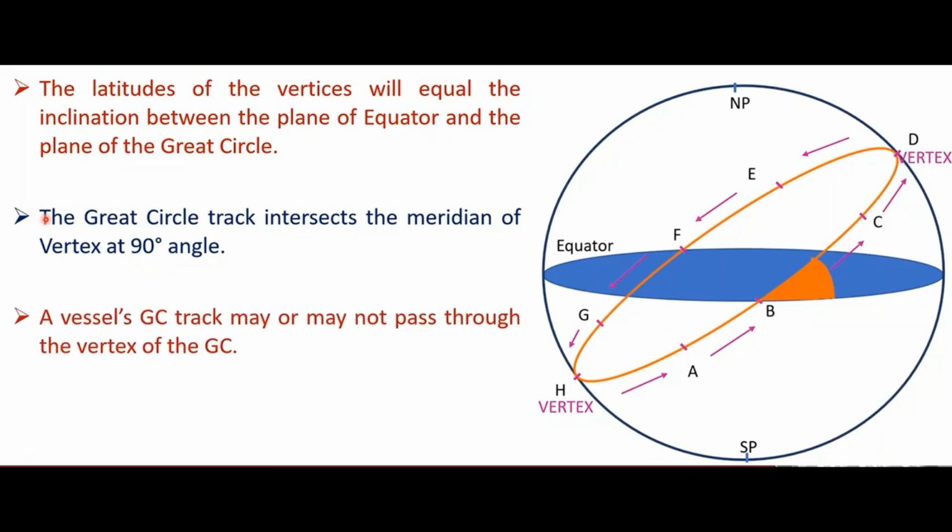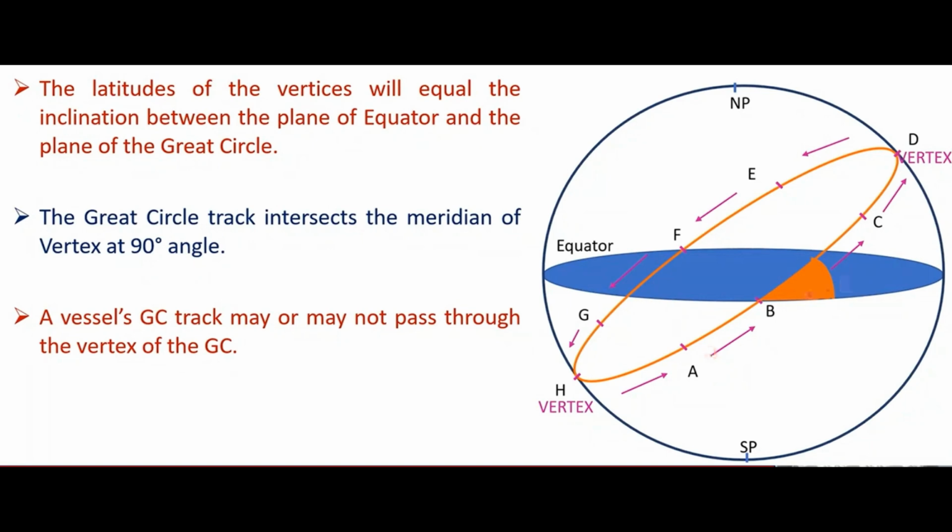A vessel's track may or may not pass through the vertex of the great circle. Of course, the entire great circle has only two vertices. We may be traveling only over a part of the great circle track, so it may include the vertex or it may not include the vertex.